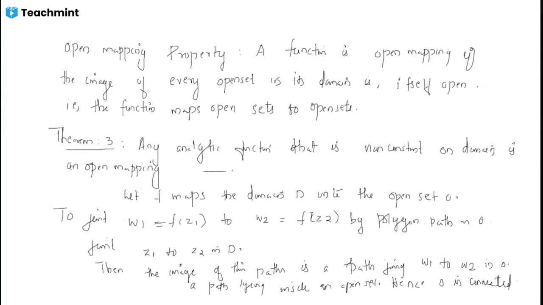Okay, once more. What is the open mapping property? A function is open mapping if the image of every open set in its domain is itself open, that is, the function maps open set to open set. But here z1 to z2 is open in that domain D, and similarly w1 to w2 is also open in that O. Okay, thank you.